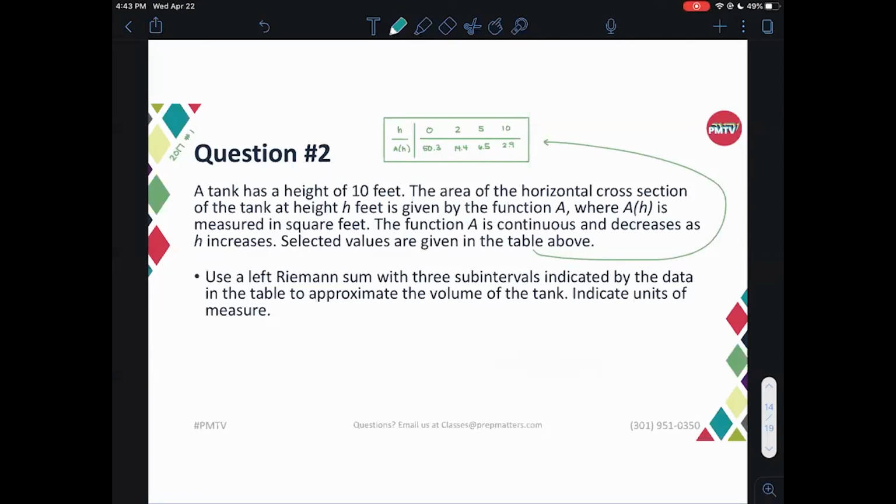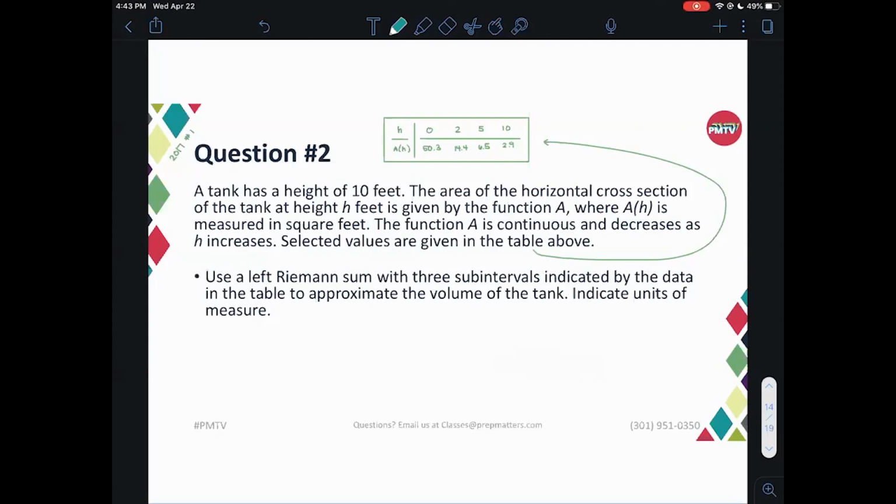The area of the horizontal cross section of the tank at height h feet is given by the function a, where a of h is measured in square feet. The function a is continuous and decreases as h increases. Selected values are given in the table above. This problem is going to start with this first part here.